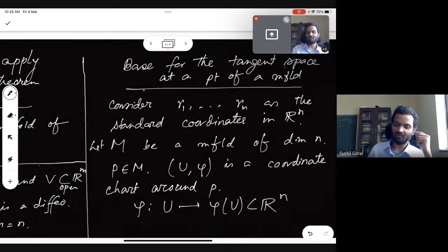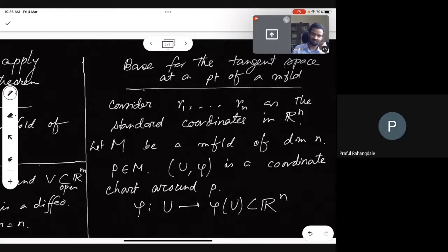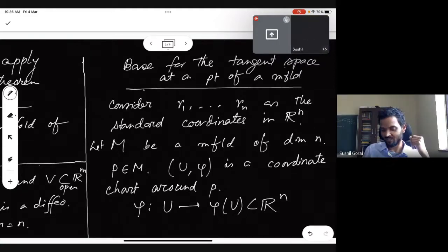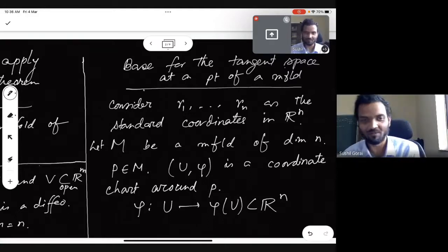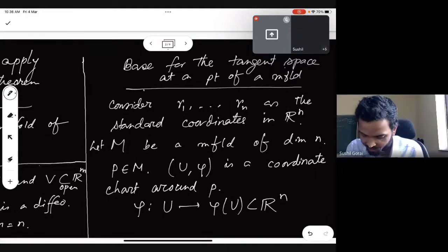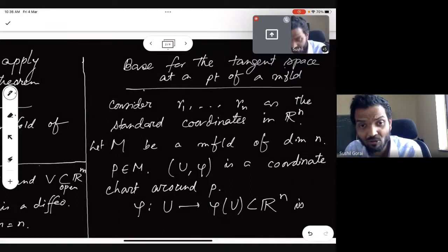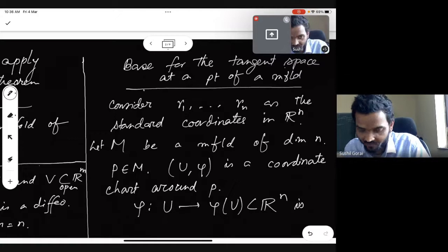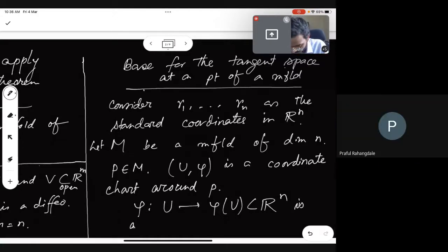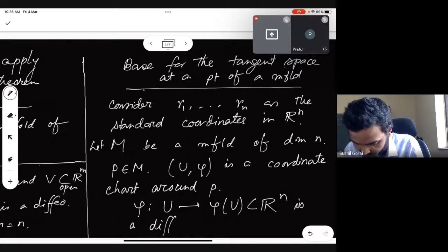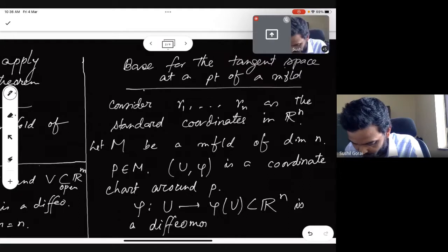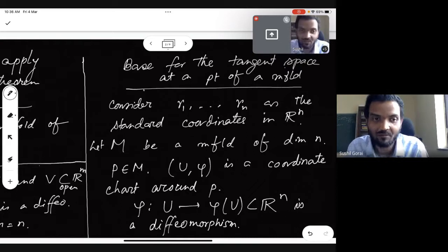Yeah, Praful, can you tell me? Yes, sir, it is smooth because it is a manifold. Right, that is the defining property of a smooth manifold, right? And it is also a homeomorphism, right? So this is a diffeomorphism. You check the inverse is also smooth.